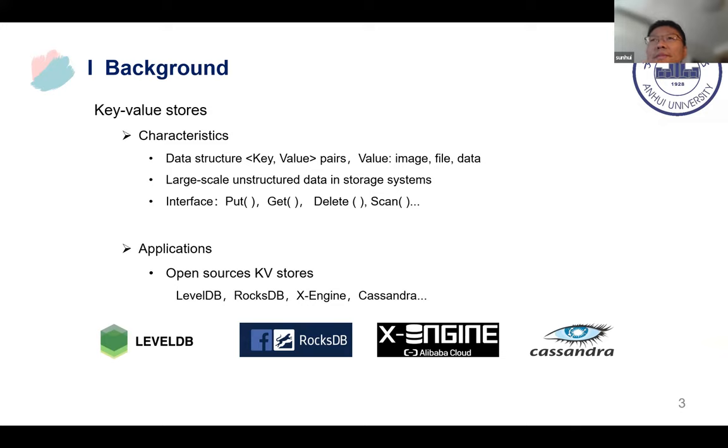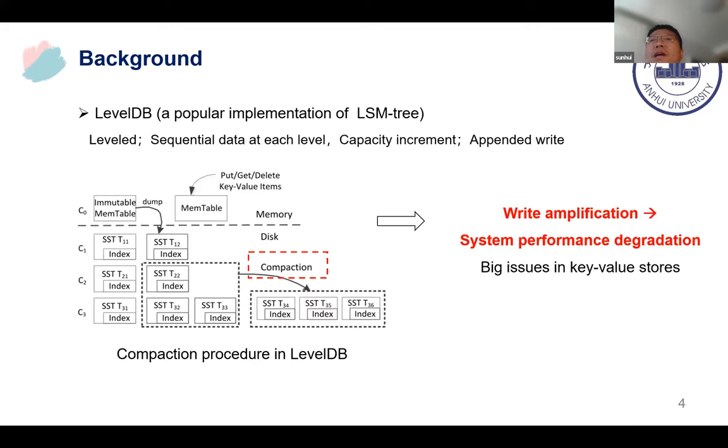The characteristics of the KV store include a data structure of key-value pairs. A value may be an image, file, data, website, and more. Interfaces are put, get, and delete, and it is scalable for large scale unstructured data. KV stores are widely applied in many scenarios as the data engine, such as the open source KV stores LevelDB, RocksDB, Cassandra. We present the example of LevelDB, a popular implementation of the LSM tree.